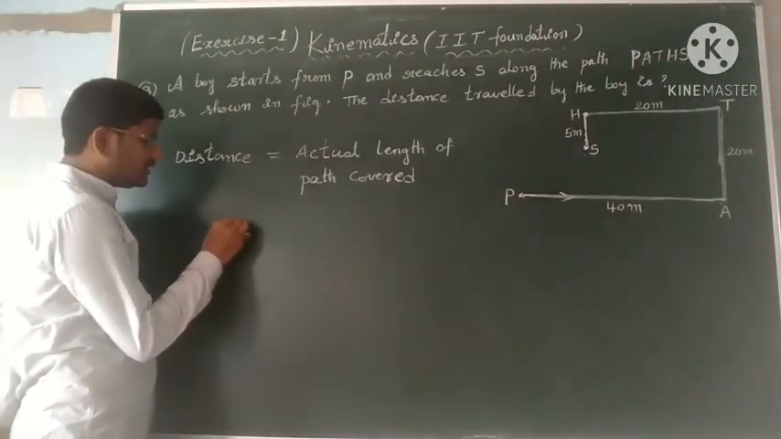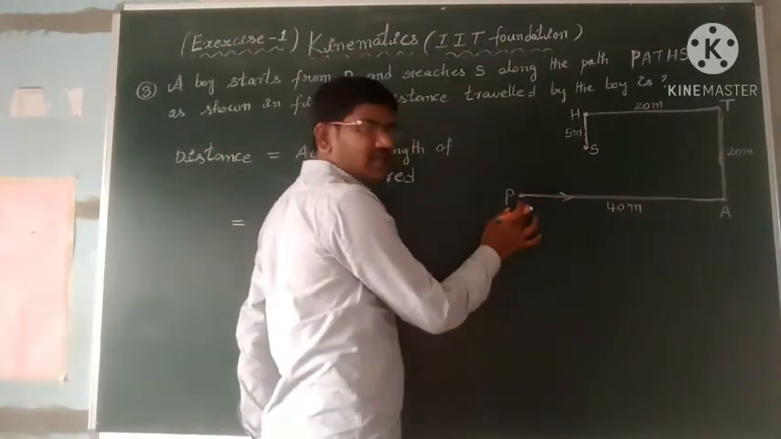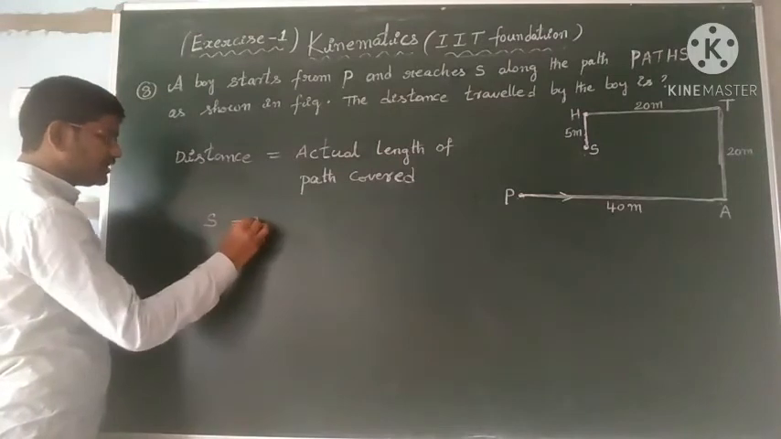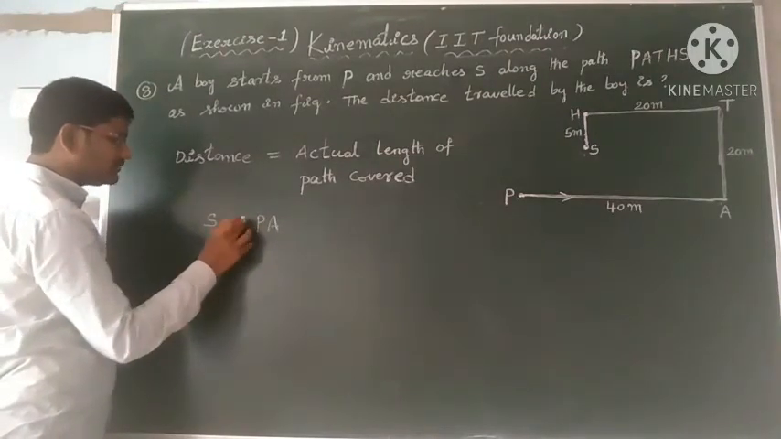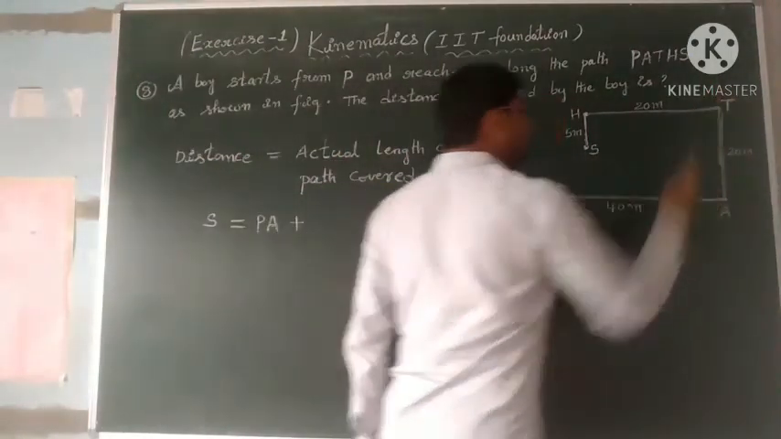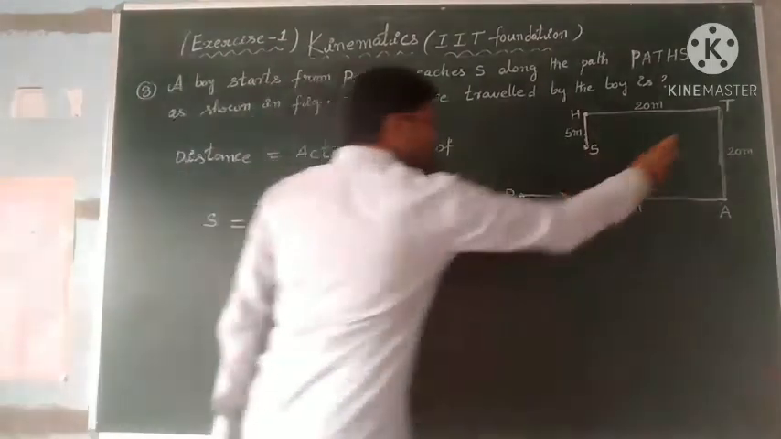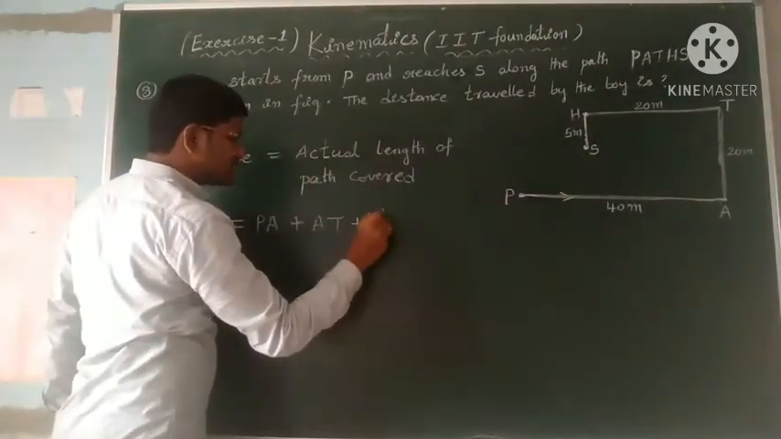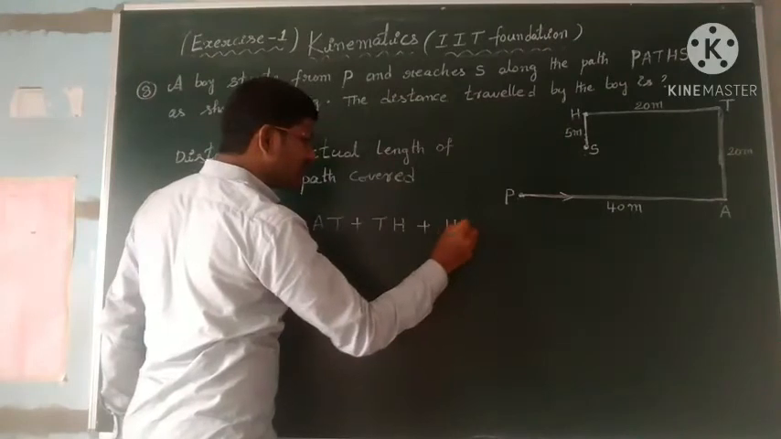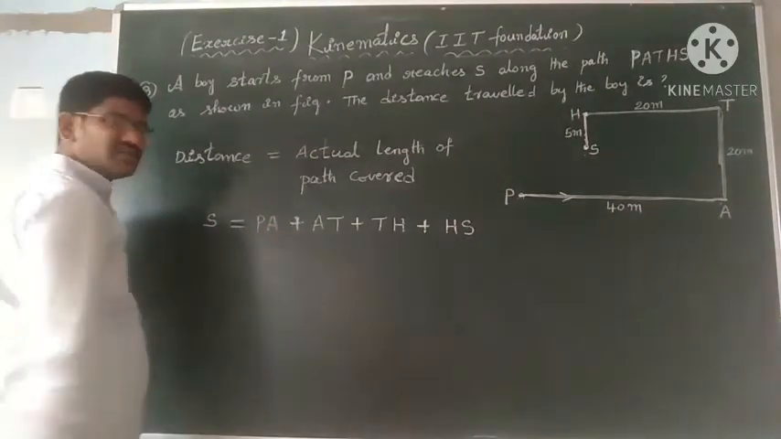Actual length of the path covered means, see my dear students, he started at P and reached A. Total distance S is equal to, he went from P to A, that is PA, plus A to T he travelled, that is AT. The next path covered is T to H, and the next is from H to S. These are the paths he covered.